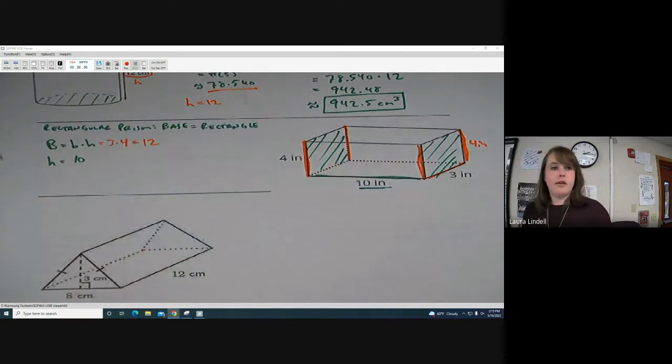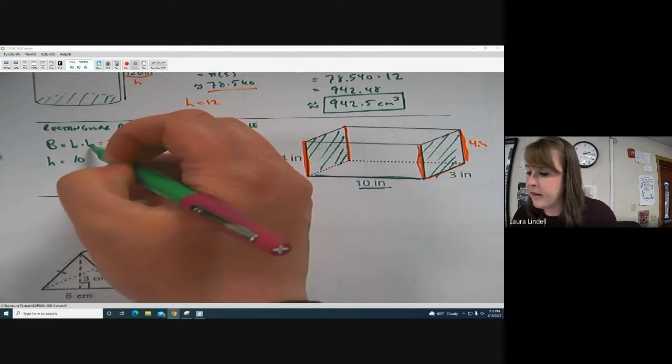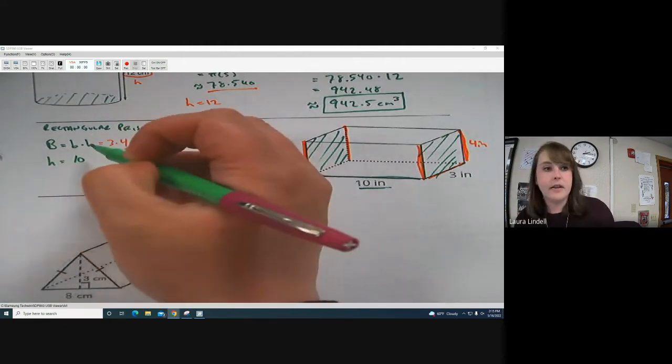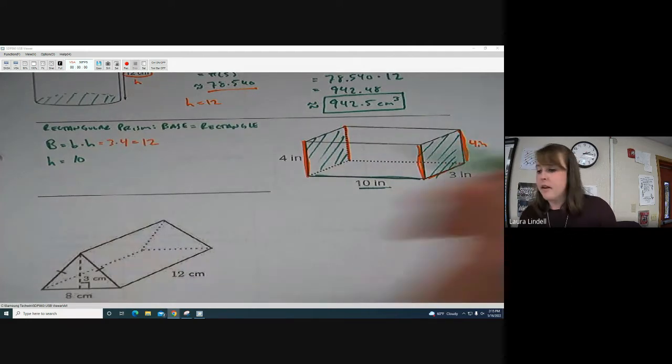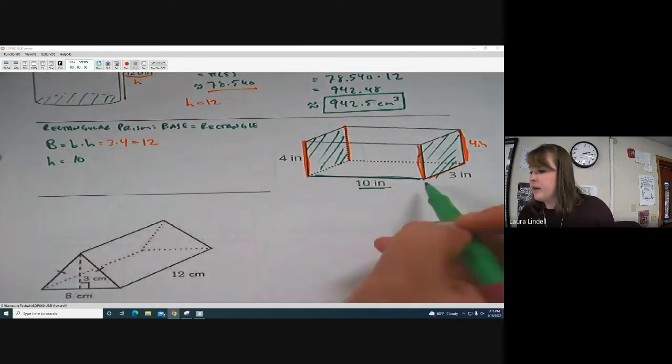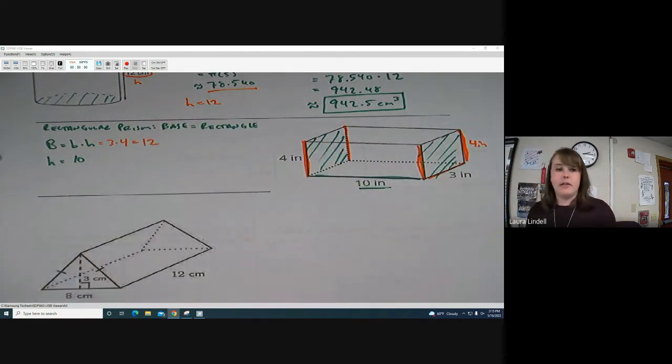Now, which can get a little bit confusing sometimes, if you think about there's a height here and a height here, these are different heights. So this one is the height that you're using to find the area of the base. This is the height that you're using to talk about the distance between your bases. So be careful to not get those confused.